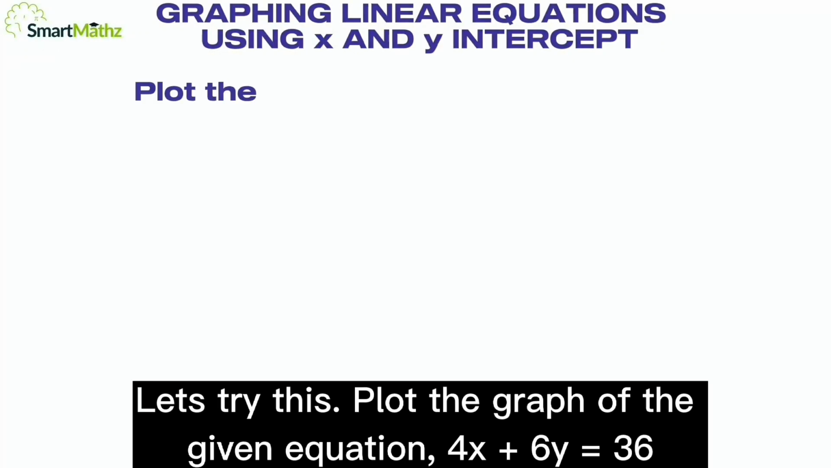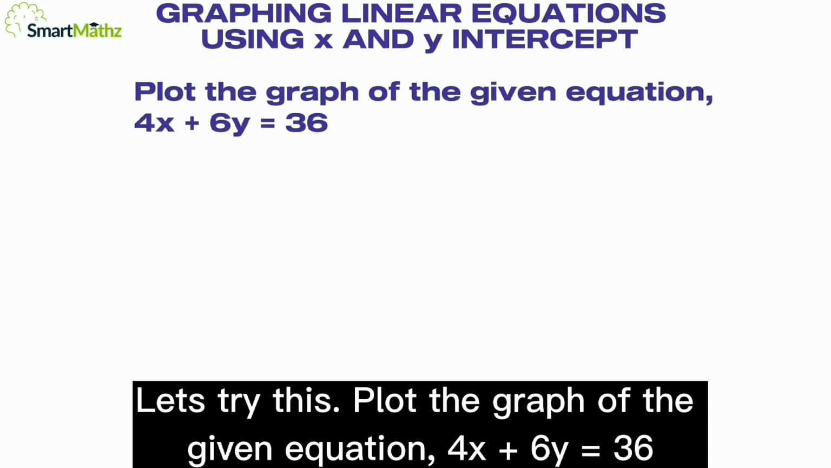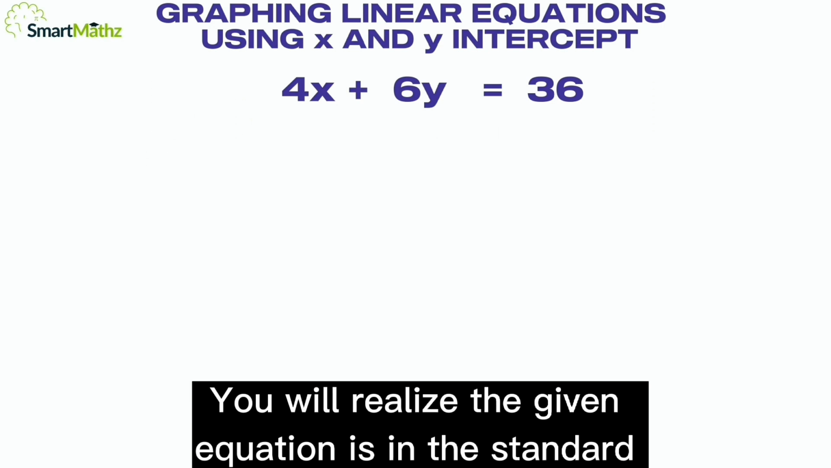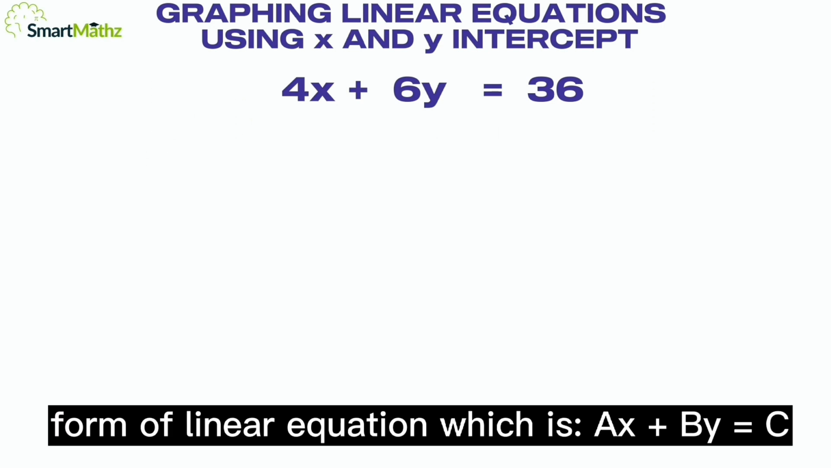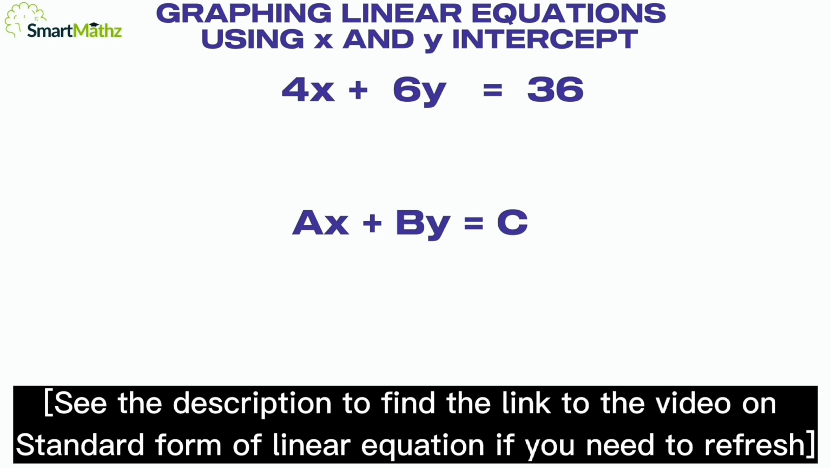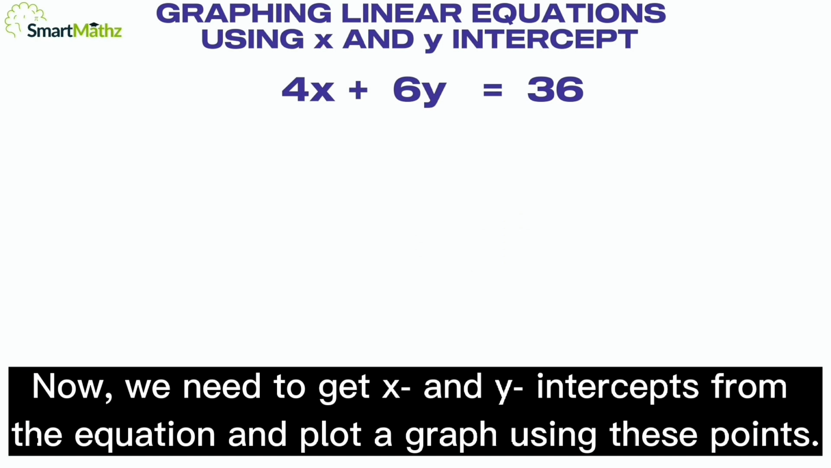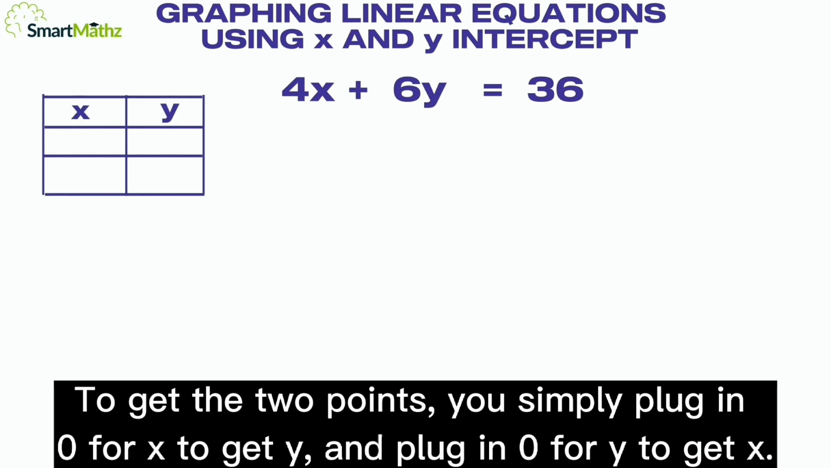Let's try this. Plot the graph of the given equation: 4x plus 6y equals 36. You will realize the given equation is in the standard form of linear equation, which is Ax plus By equals C. See the description to find the link to the video on standard form of linear equation if you need to refresh. Now, we need to get x and y intercepts from the equation and plot a graph using these points. To get the 2 points, you simply plug in 0 for x to get y, and plug in 0 for y to get x.